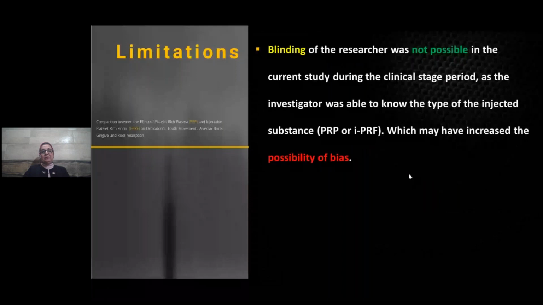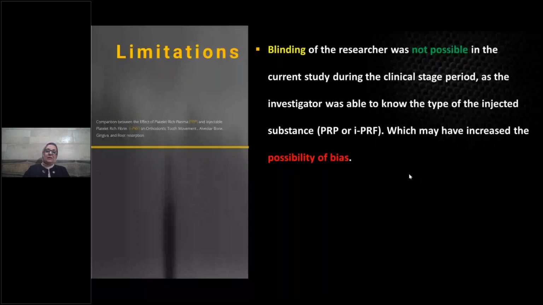Limitation of this study: blinding of the researcher was not possible during the clinical stage, as the investigator was able to know the type of the injected substance, PRP or injectable PRF, which may have increased the possibility of bias. Patients in the control group didn't receive placebo injections, which could affect orthodontic movement due to the tissue damage caused by the injection, especially regarding periodontal ligament injections.